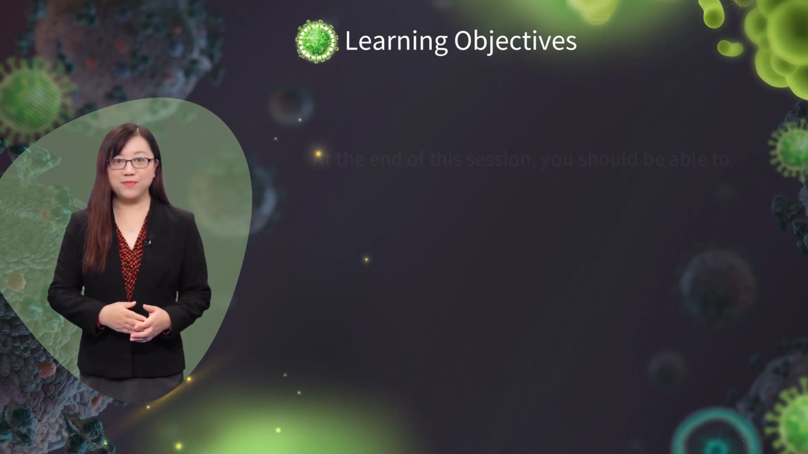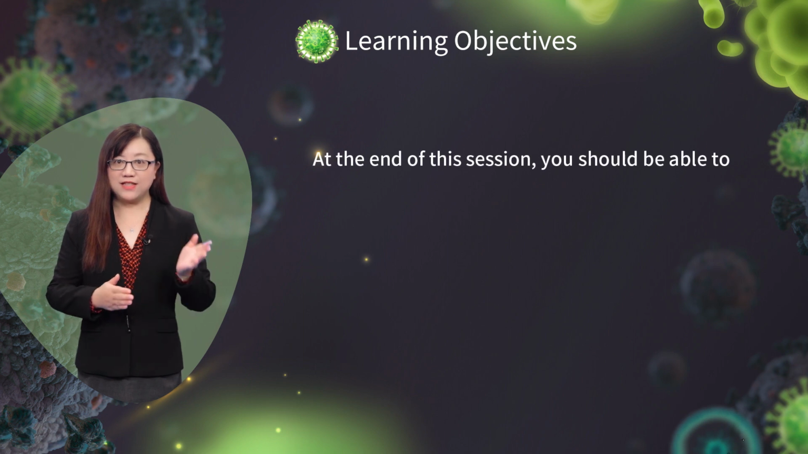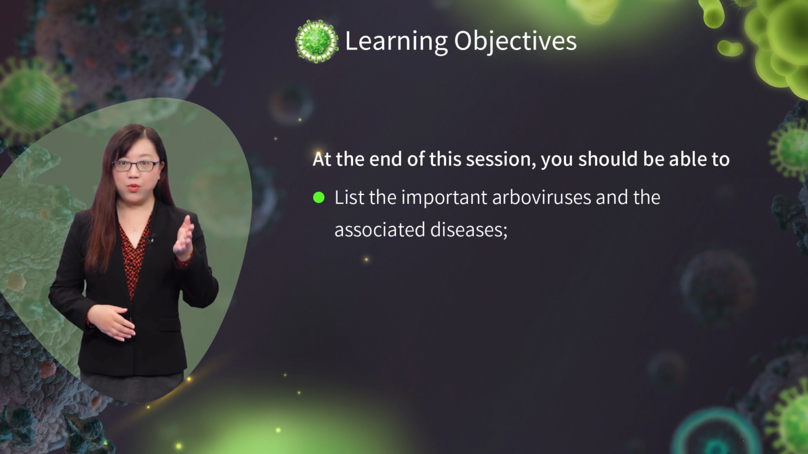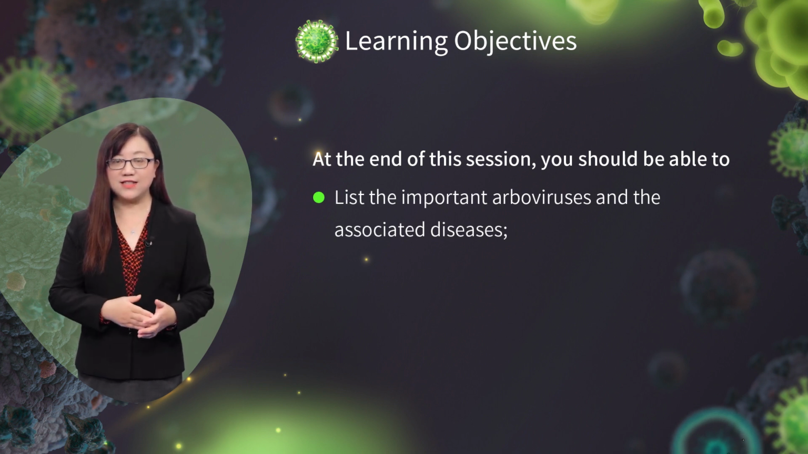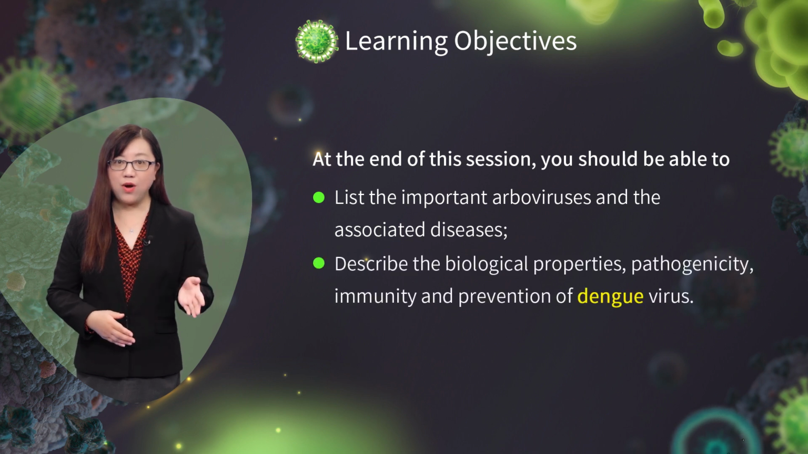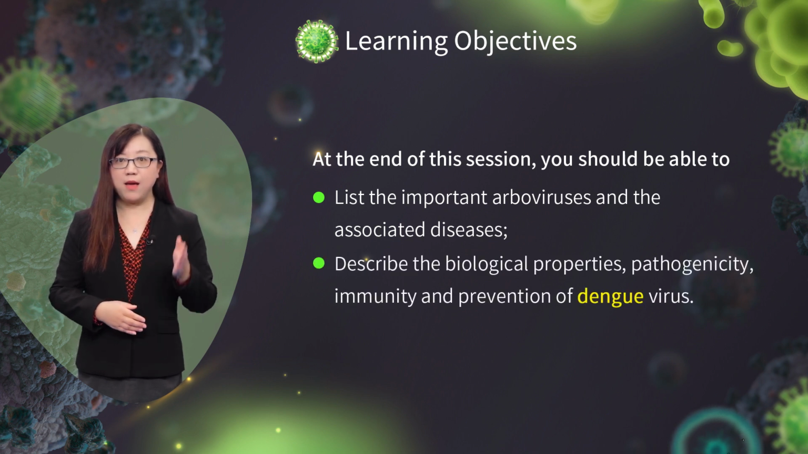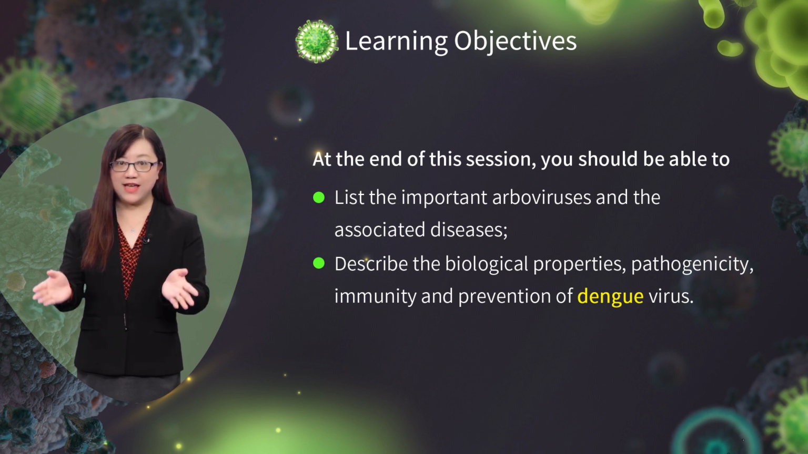Learning objectives. At the end of this session, you should be able to list the important arboviruses and the associated diseases. Describe the biological properties, pathogenicity, immunity, and prevention of dengue virus.